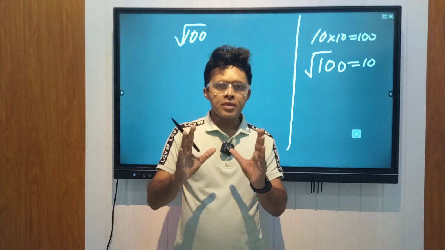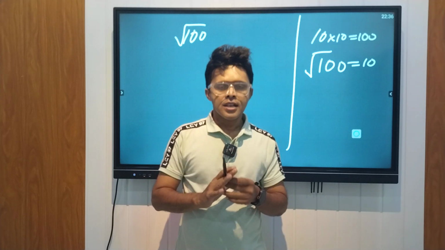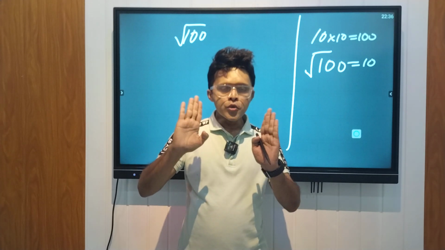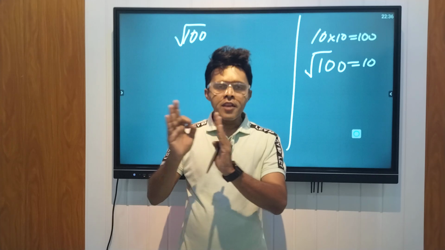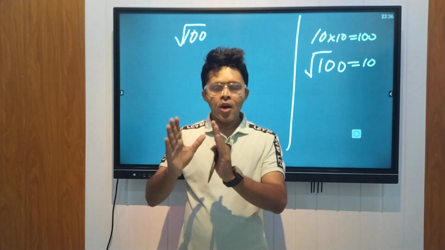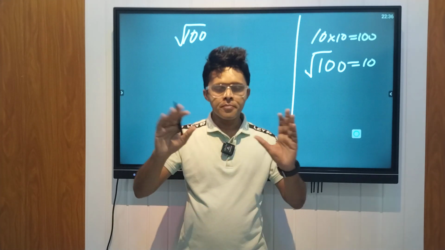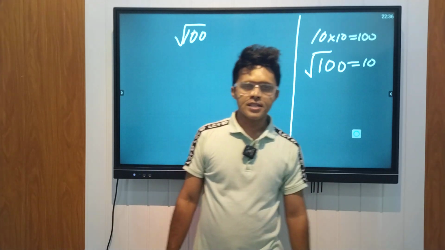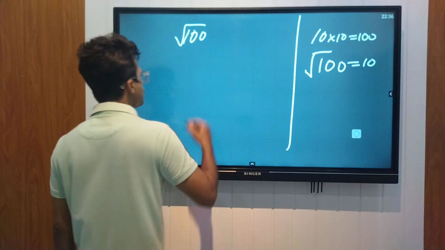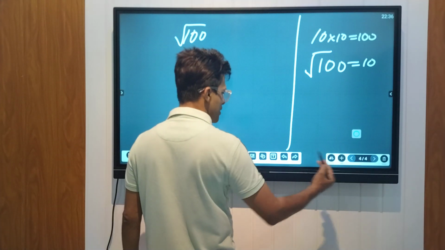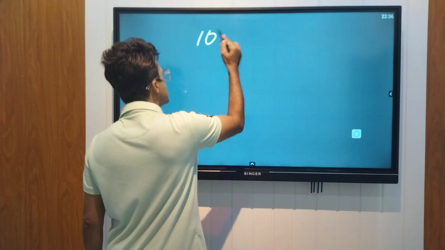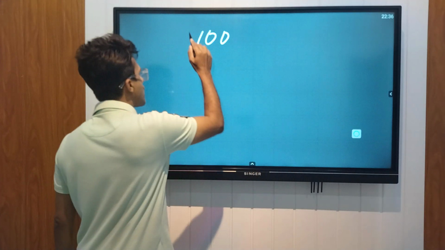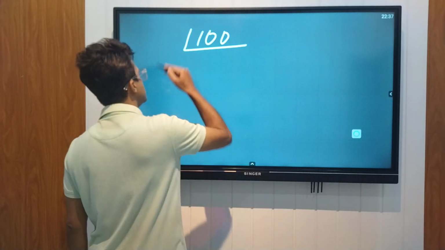Now, this is the method that you need to know in this grade. You are able to get the square root of 100 using prime factors. How do you get it? 100 is taken and it is divided by the first prime number.